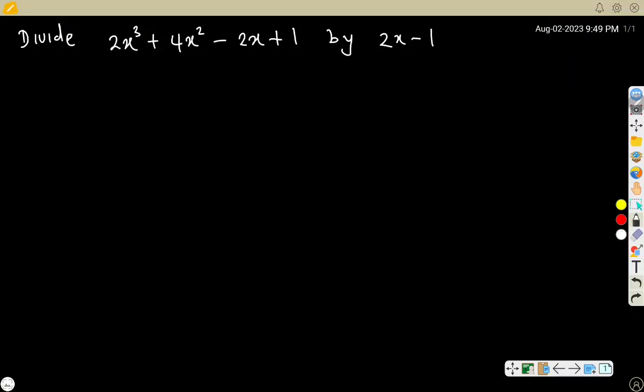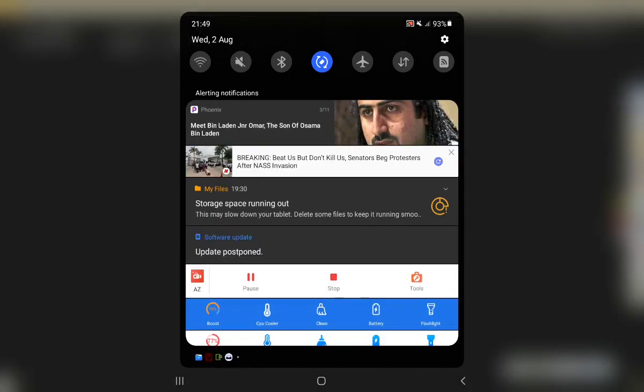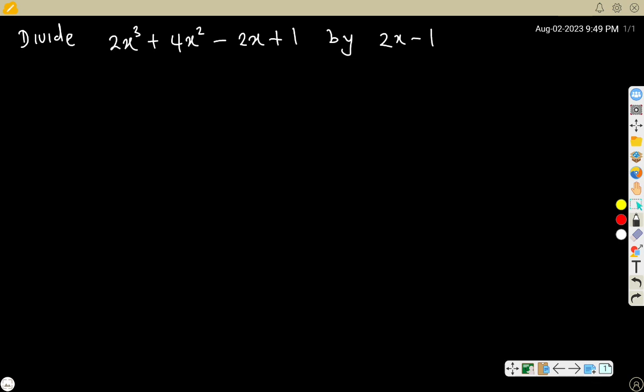So now look at this question. Divide 2x cubed plus 4x squared minus 2x plus 1 by 2x minus 1. So the same way, using synthetic division, write the coefficients. That will be 2, 4, minus 2, 1.